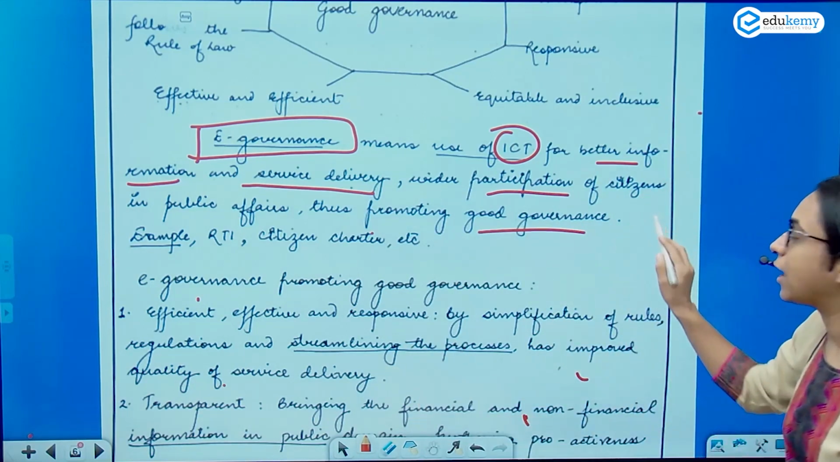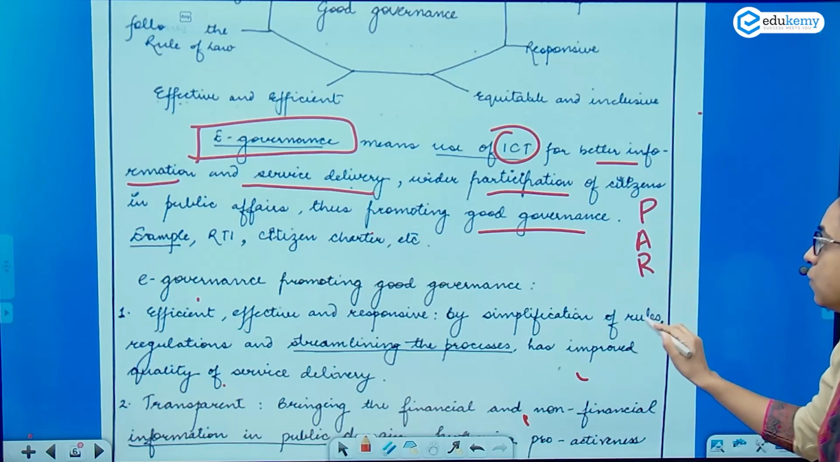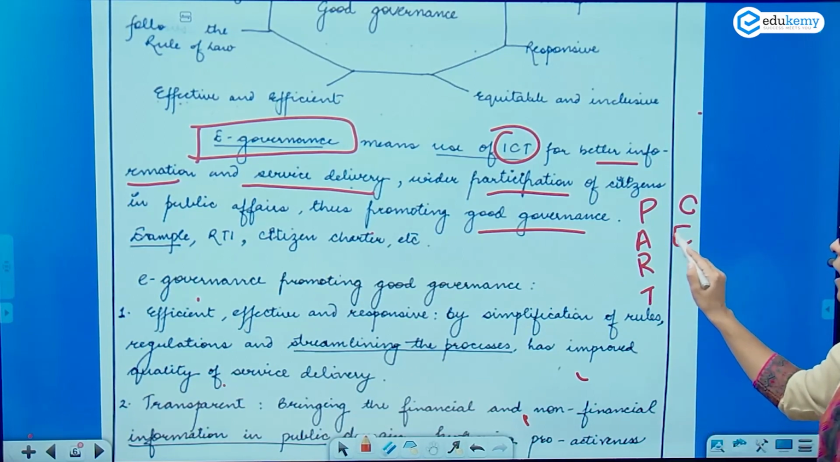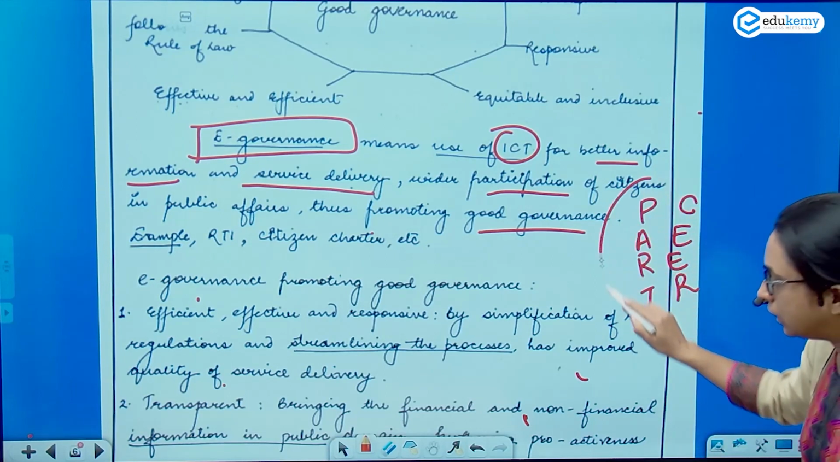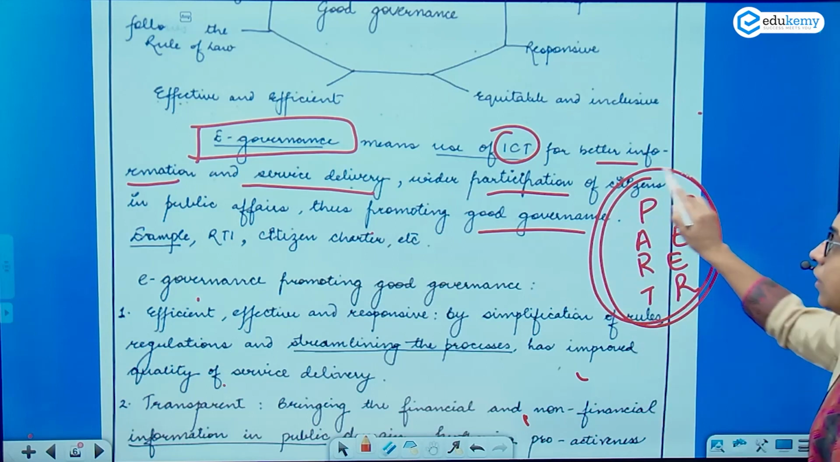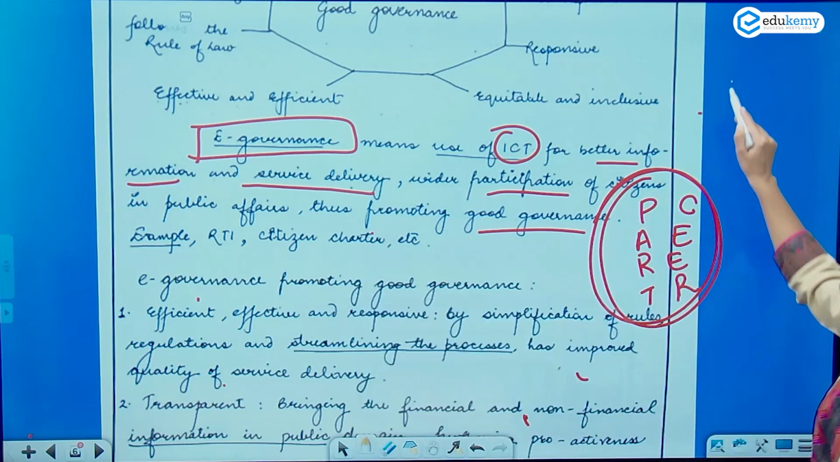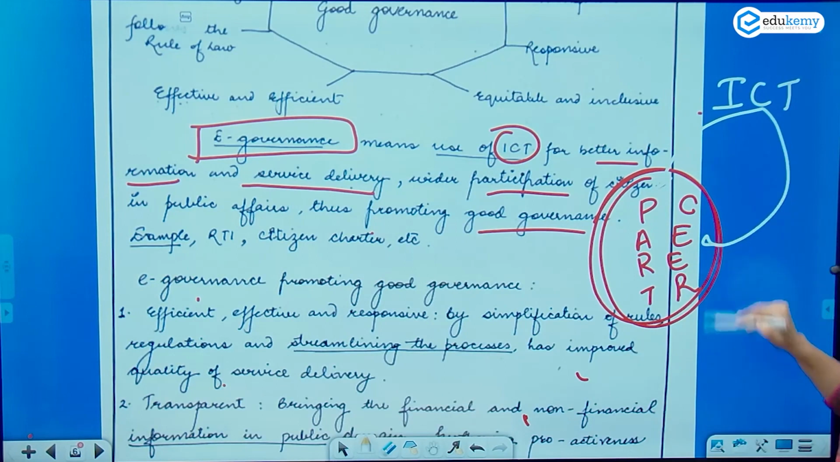We know now the parameters of good governance: participation, accountability, responsiveness, transparency, consensus-oriented decision making, efficiency, equity, and the rule of law. So now you will have to think, keeping these parameters in mind, how does ICT fulfill participation?